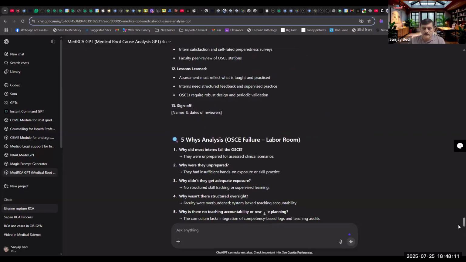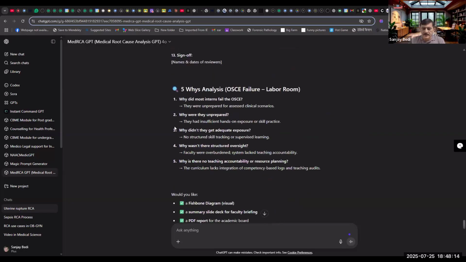and the 5 whys. Why did the interns fail? They were unprepared for assessed clinical scenarios. Why were they unprepared? They had insufficient hands-on exposure on skill practice. Why didn't they get adequate exposure? No structured skills tracking. Why wasn't there structured oversight? Faculty were overburdened, system lacked teaching accountability. Why is there no teaching accountability or resource planning? The curriculum lacks integration of competency-based logs and teaching audits.